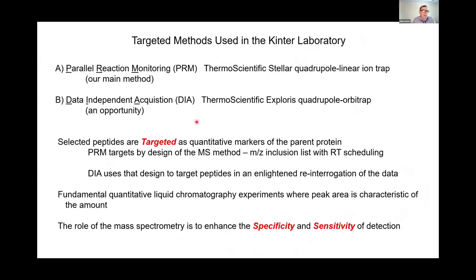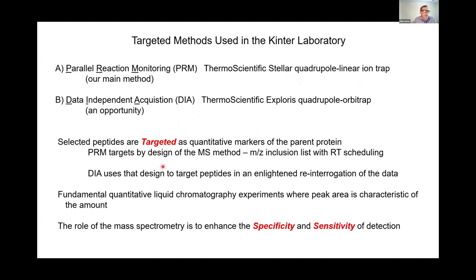The methods that we use, as I implied, our main method is parallel reaction monitoring. It's done on this Stellar quadrupole linear ion trap instrument. With the Exploris 480, we do data independent acquisition experiments. And so re-interrogating those is an opportunity that might be out there. Rick implied this yesterday when he talked about the fact that there is primary data from these unbiased experiments to go in and look at.